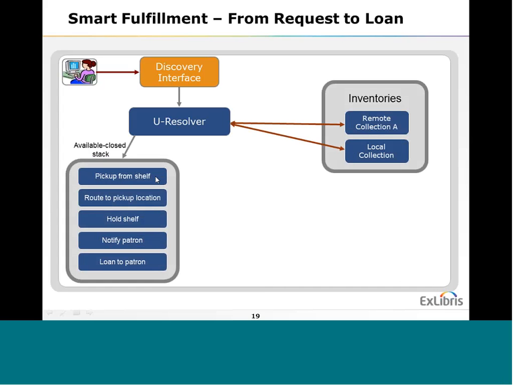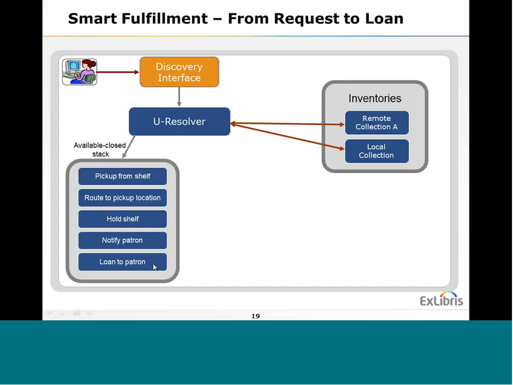So step 1, pick up the item from the shelf. Step 2, once the item's been scanned in from the shelf at the circulation desk, route it to the pickup location. Step 3, place on the hold shelf. Step 4, notify the patron that the item is available. And then step 5, loan it to the patron when they come to pick it up. So it's a sequence of steps. Alma will sit on each step until it's performed, and it will then expect the next step in the series. As each step is performed, Alma will track it and log it. So this is a known workflow in Alma.